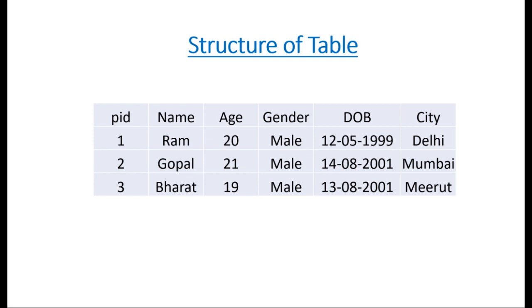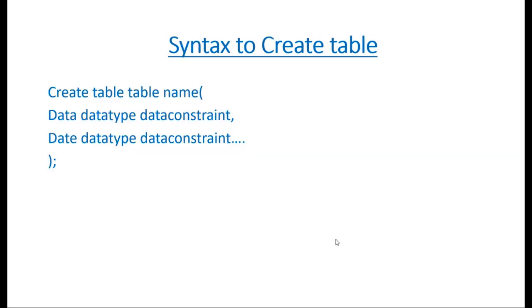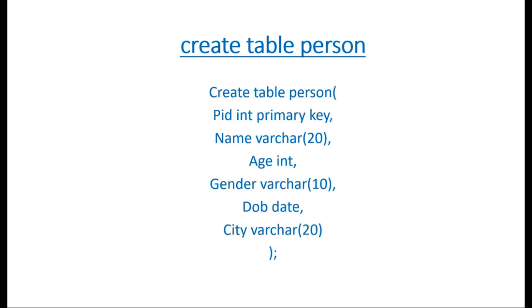The next step is to create the table. To create the table, we write the syntax like this: CREATE TABLE, table name, column, data type, data constraint, column, data type, data constraint. We have learned the data type part, that is, what type of data we are going to use in SQL. The next part is the data constraint. Just see how we have created the table: CREATE TABLE person, PID int PRIMARY KEY. Here you see PRIMARY KEY is the data constraint we are using.